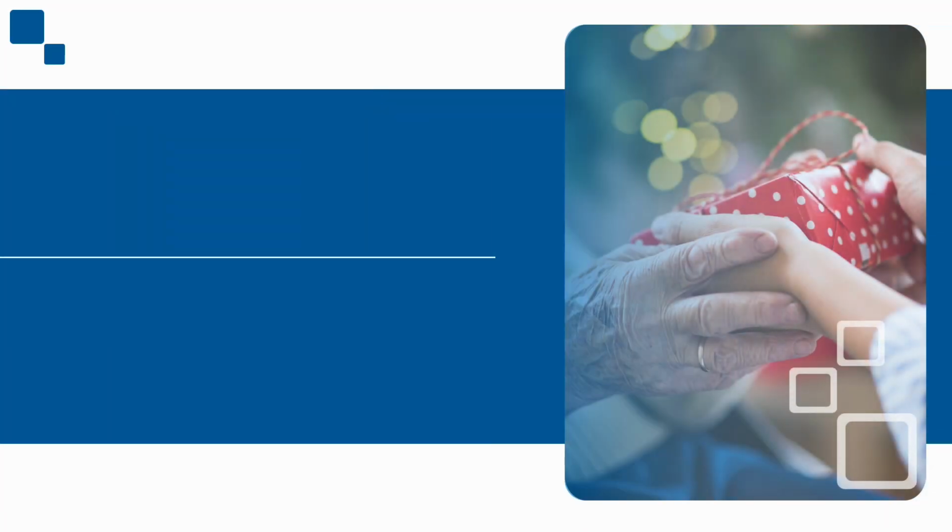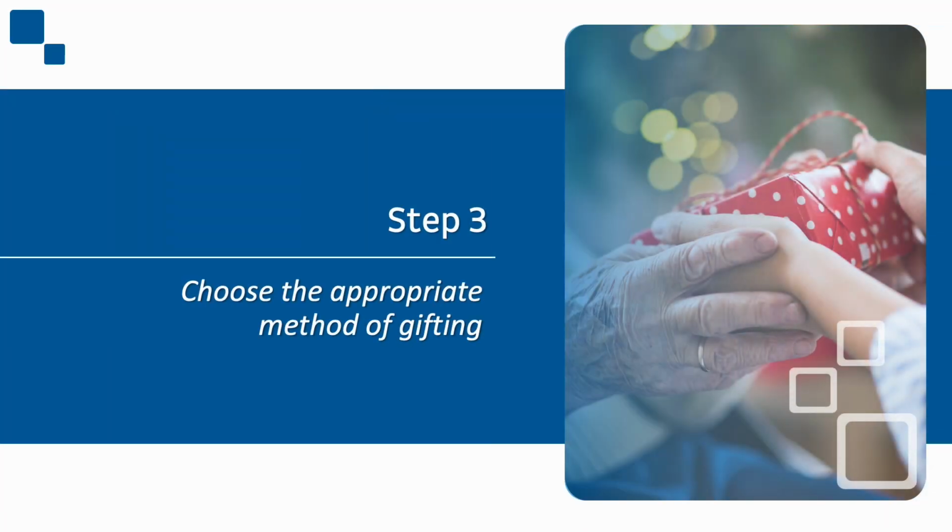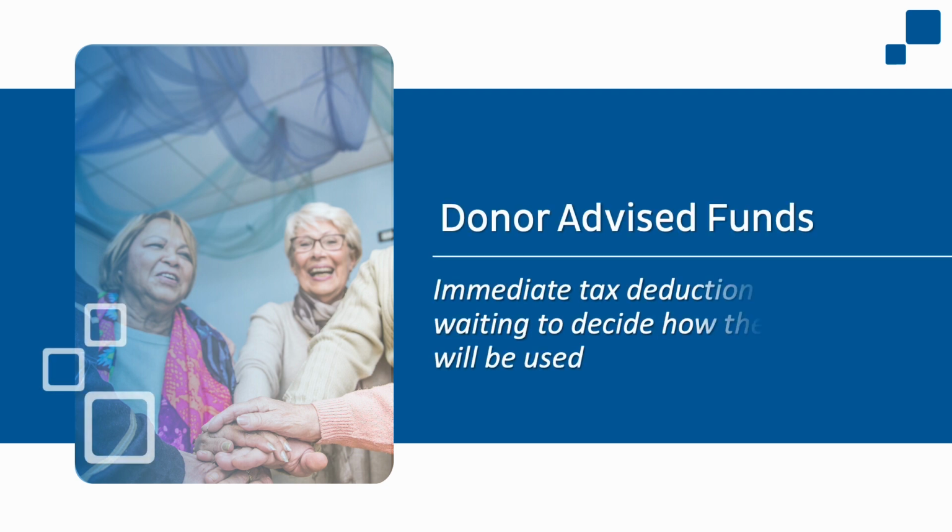Step 3, choose the appropriate method of gifting for you. You can gift directly. Direct donations are very convenient and straightforward. You can give cash or assets directly to an organization. You could look into donor advised funds. These can be set up to really maximize the tax benefits of your donation. You can gift an amount to the fund, choose how the money is invested, and then issue grants from the fund to the charities of your choosing.